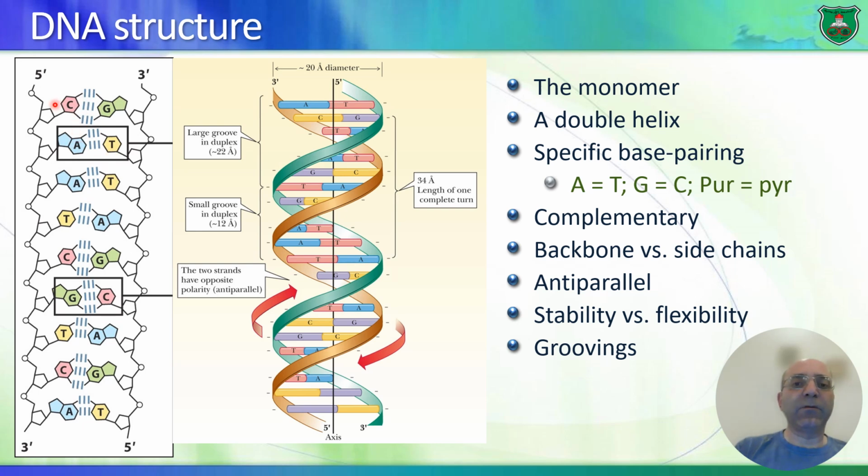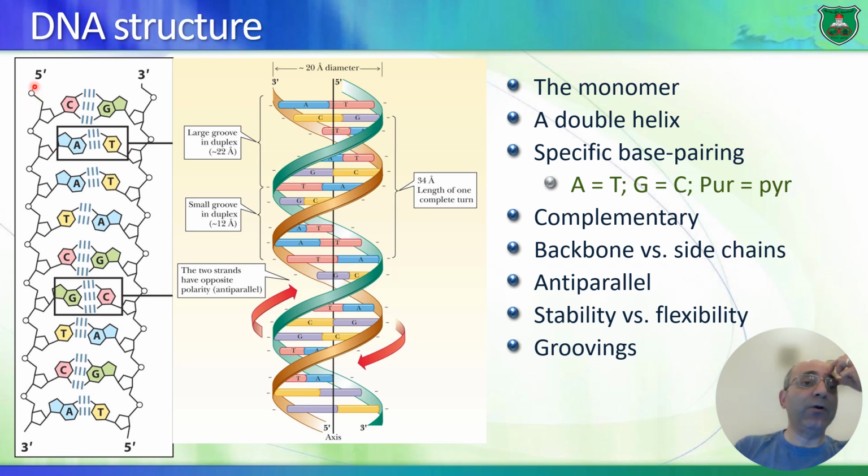In each strand, there is a backbone, and the backbone is the phosphate followed by the sugar, then phosphate, then sugar, then phosphate, then sugar. And you have the side chains, and the side chains are the bases themselves. They go perpendicular to the backbone itself. Now the two strands are anti-parallel to each other. What do we mean by that?